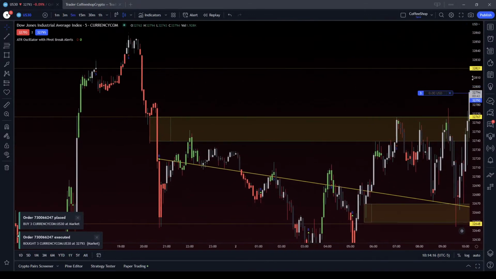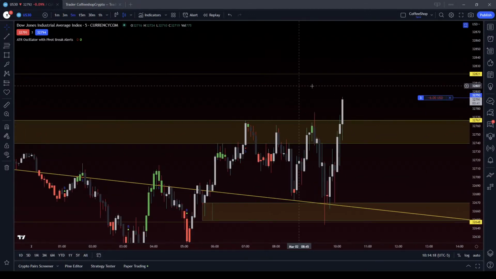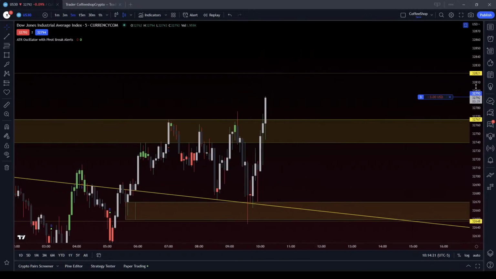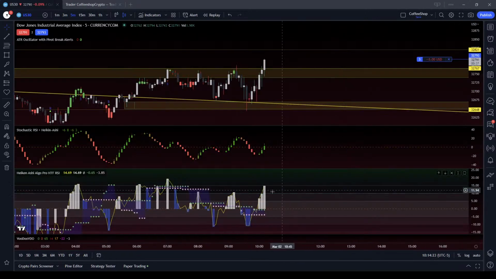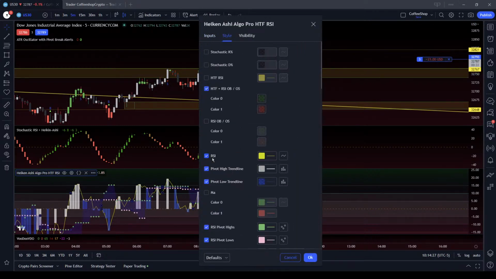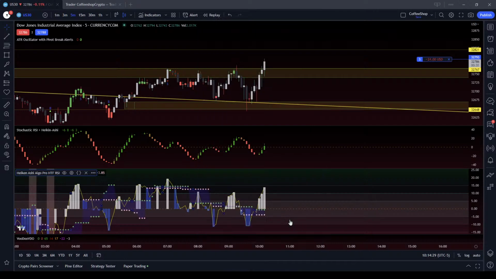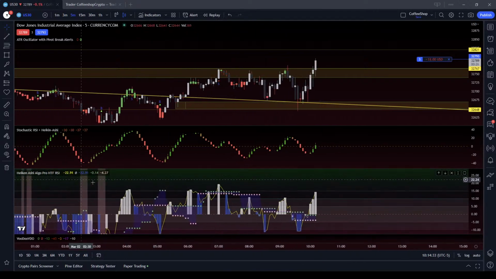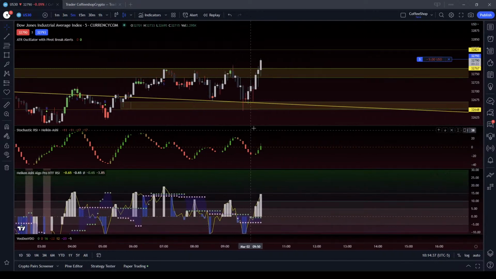Feel like I'm missing something. Oh, I am missing something. Overbought. Now I can see when the RSI is overbought, and when it really wants to be overbought or oversold, when it really wants to just pull back the other way.